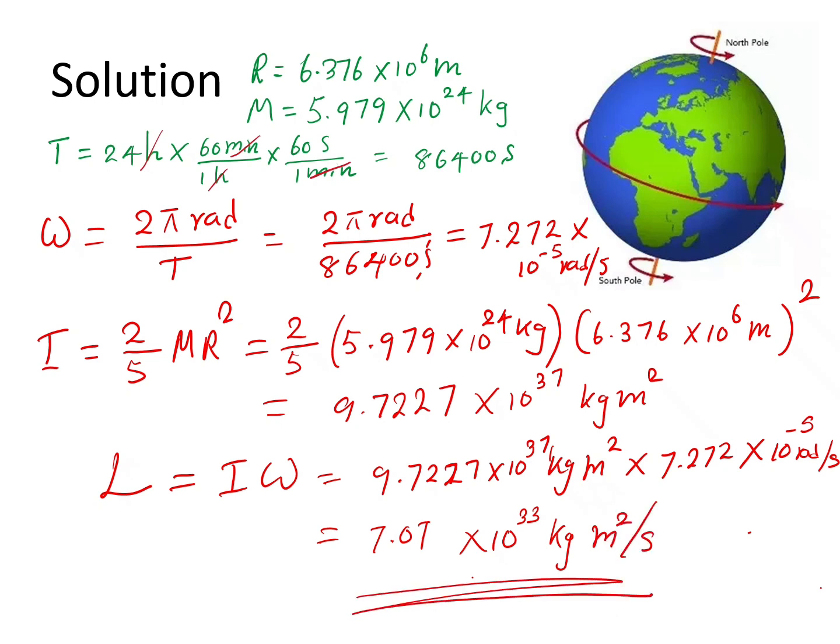The key lesson is that angular momentum depends on both spin rate and rotational inertia. Earth spins slowly, but because its moment of inertia is enormous, the angular momentum is also enormous.